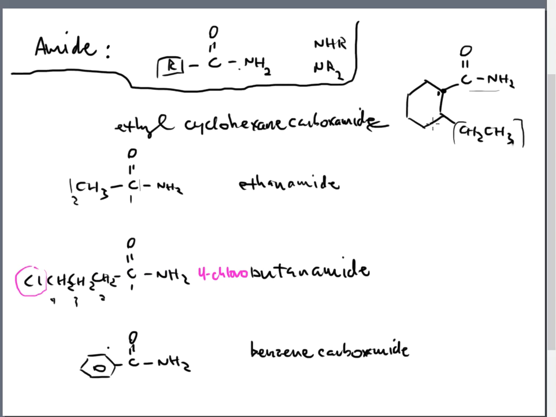However, I'm missing a number. Where is that ethyl attached? And that ethyl is attached to carbon number 2. So 2-ethyl cyclohexane carboxamide is going to be the accepted IUPAC name for that structure.